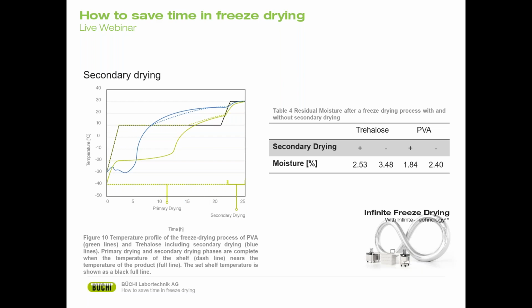In figure 10, you can see a process of PVA and trehalose again being dried with a secondary drying step. And in table 4, we measured the residual moisture of freeze drying cycles with and without a secondary drying step. And for trehalose, we can see up to 1% difference in the residual moisture. However, be careful, especially biological samples need a bit of residual moisture after freeze drying to keep the activity of the biological active. So it's not actually always good to get it to a moisture content of 0%.